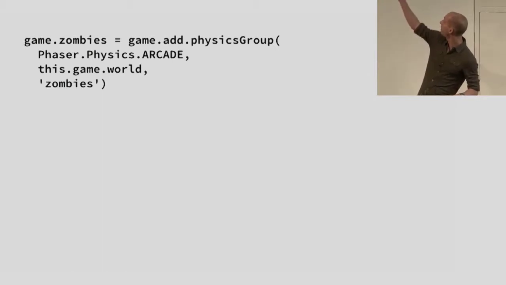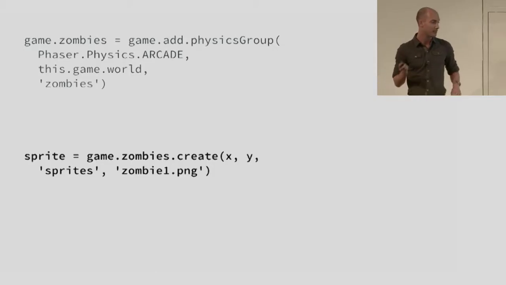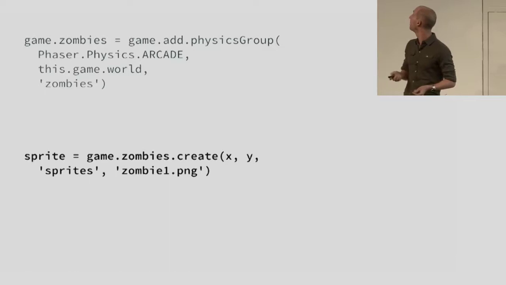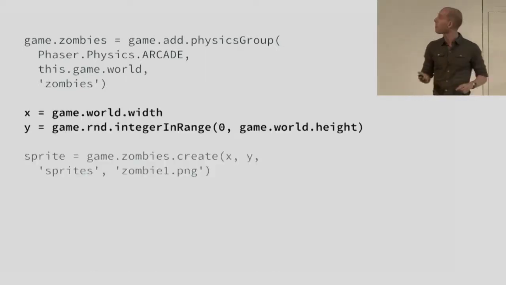And we're going to call our physics group zombies, and he's going inside the game world, by the way. That's what that third argument is. So we're going to make a sprite using that physics group right there. We'll create him at some x and some y from the sprite sheet called sprites, that texture atlas name. And we're going to start him out at frame zombie1.png.